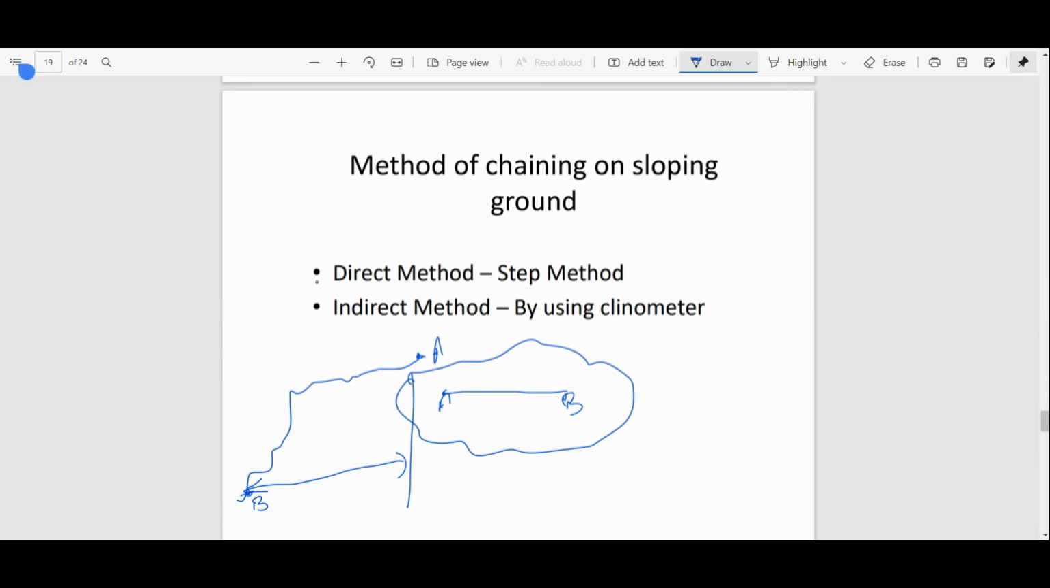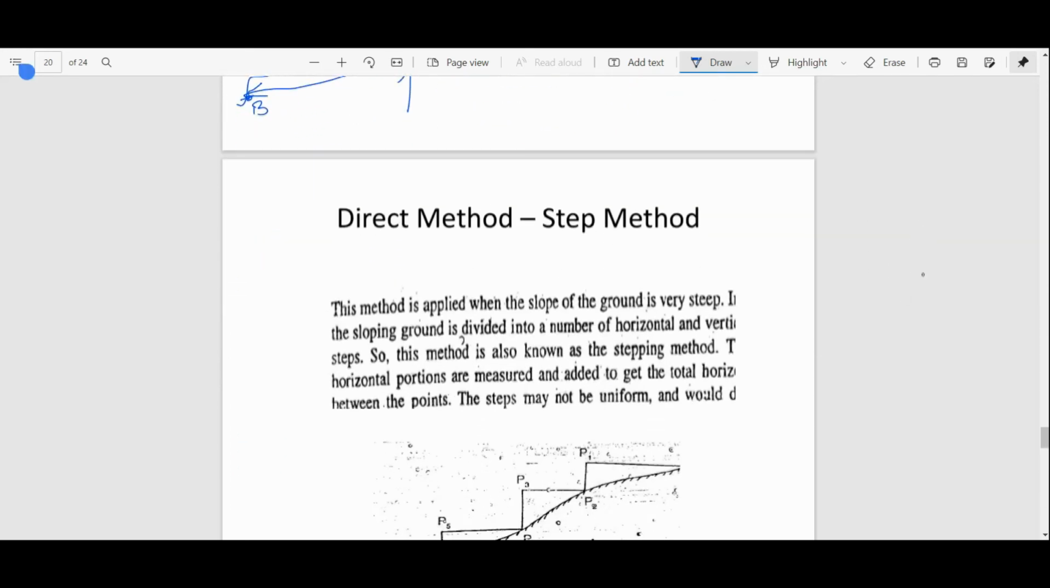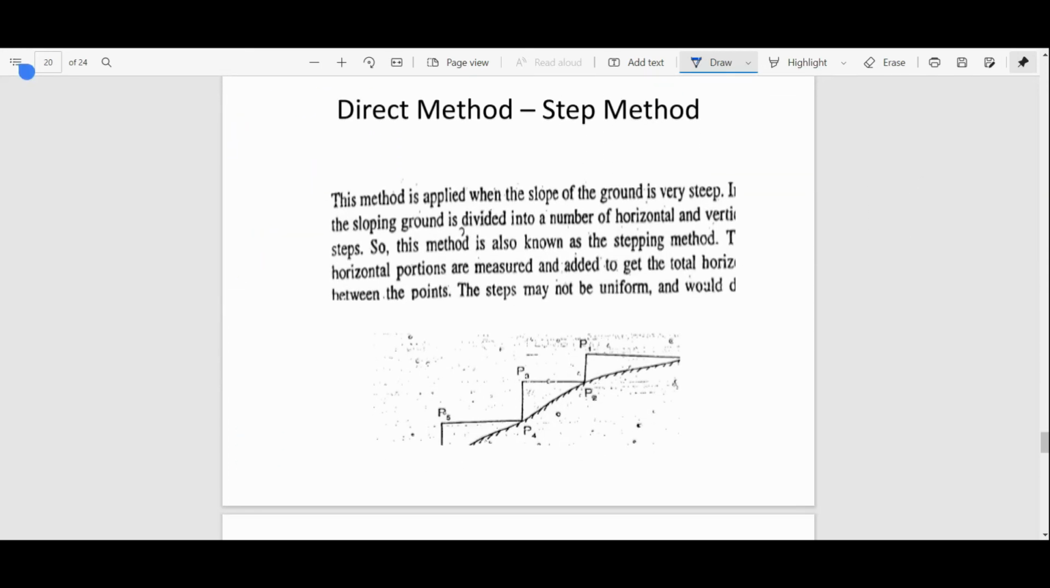So this is done with the help of two methods: first is the direct method and second is the indirect method. The direct method is basically the step method, and the second one, the indirect method, is the clinometer method. See, this is the direct method. Suppose this is point A and this is point B. Now we want to measure the horizontal distance between A and B, but it has a slope.